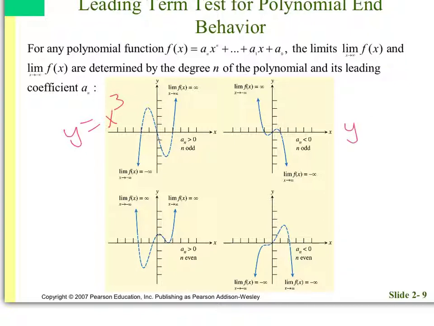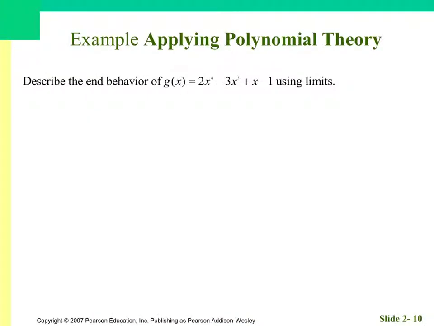Example of this, negative x to the third, x to the fourth, negative 3x to the fourth. Okay? Describe the end behavior using limits. Okay. So identify A.